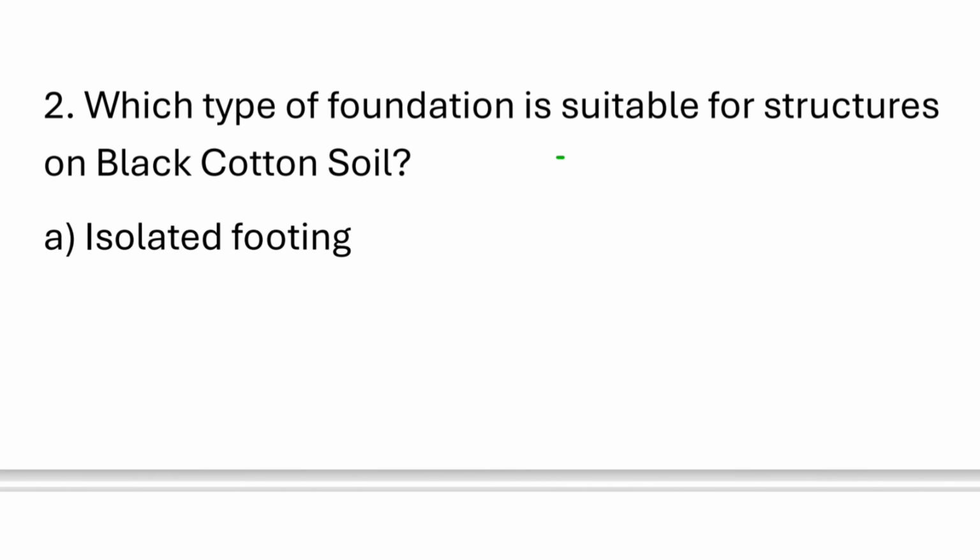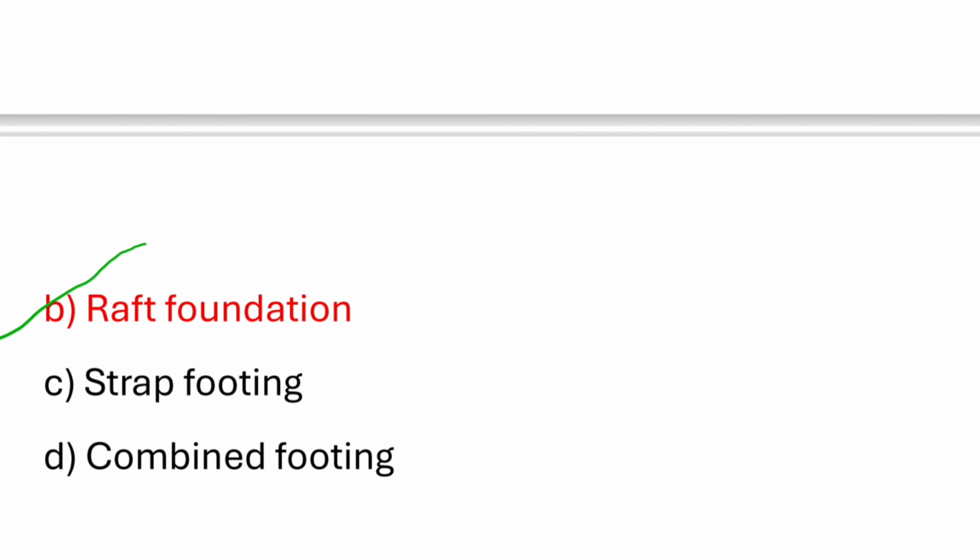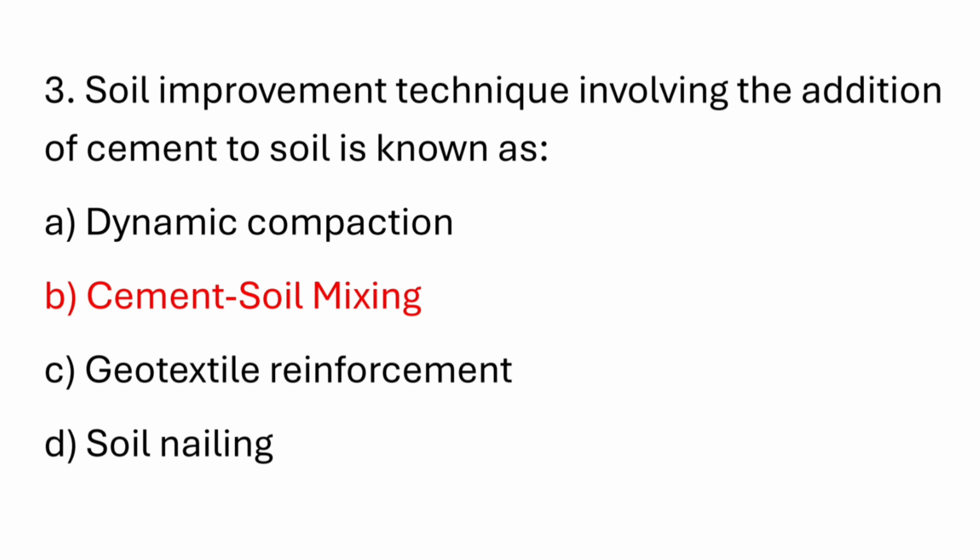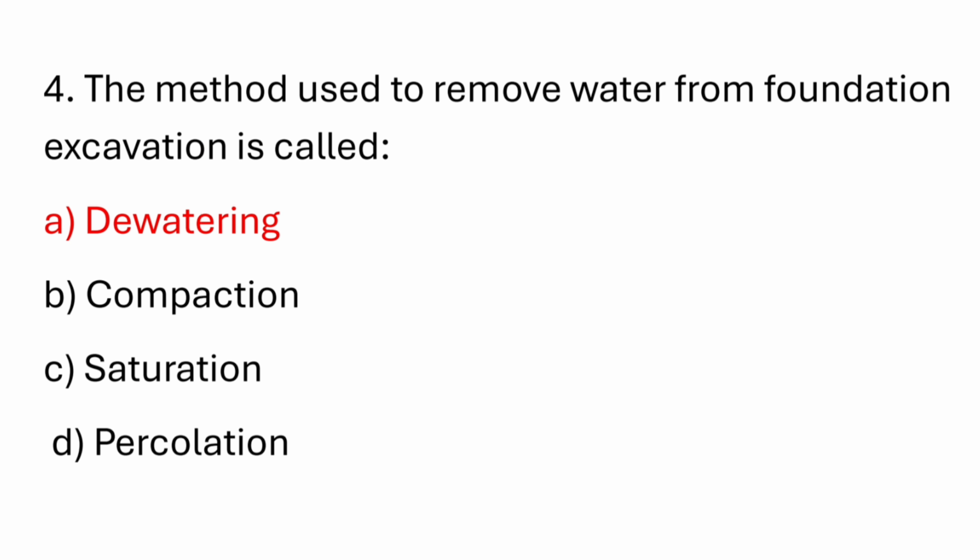Which type of foundation is suitable for a structure on black cotton soil? Option B, the raft foundation is suitable for black cotton soil. The soil improvement technique involving the addition of cement to the soil is known as cement soil mixing. Option B will be the answer. The method used to remove water from the foundation excavation is called option A, dewatering.